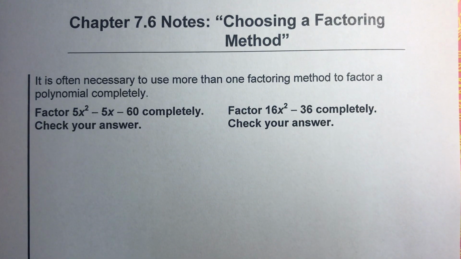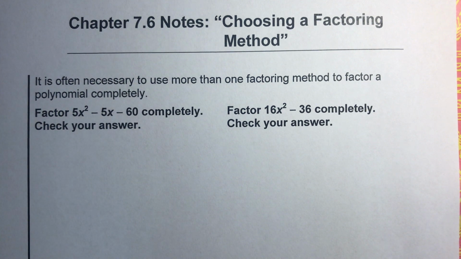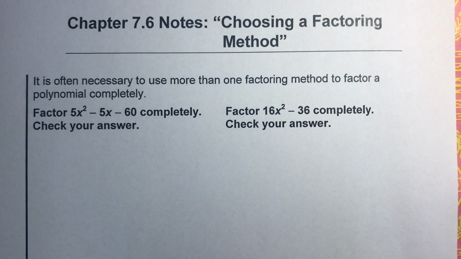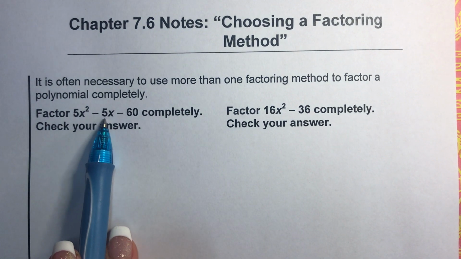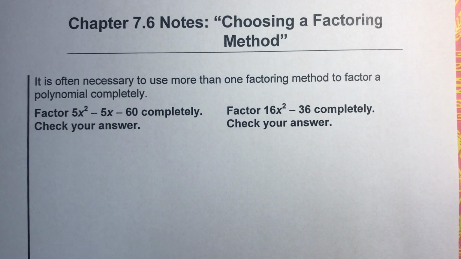All right, we're back. We are still working on choosing a factoring method. Sometimes it is necessary to use more than one factoring method to factor a polynomial completely. So let's look at a few examples and see what they're talking about. Here we have 5x squared minus 5x minus 60. We're going to factor this completely and then check our answer.